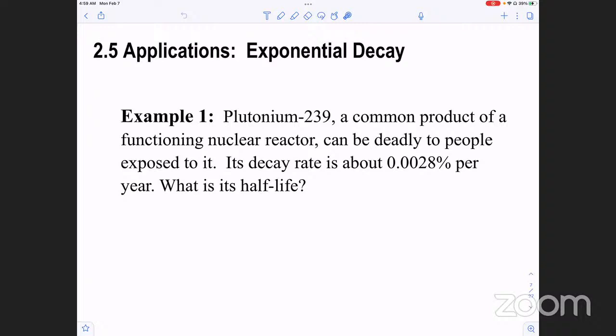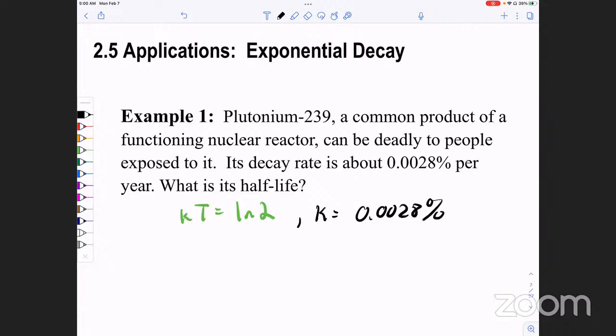So I'm just going to do a direct application of what we just introduced. Again, the easiest way for me to remember was kt equals the natural log of 2. Since we're doing half-life, they give us that k equals 0.0028%. What's the half-life? They want us to solve for t. If we divide both sides by k, the half-life is going to be equal to the natural log of 2 divided by the rate.